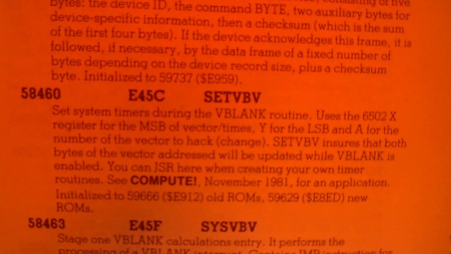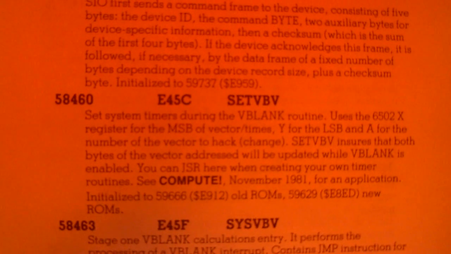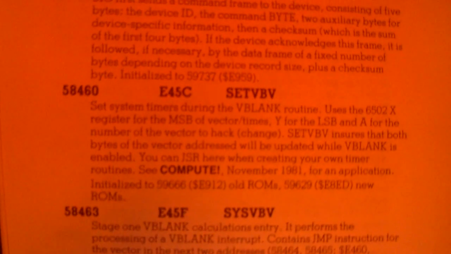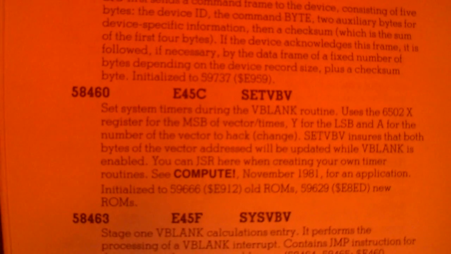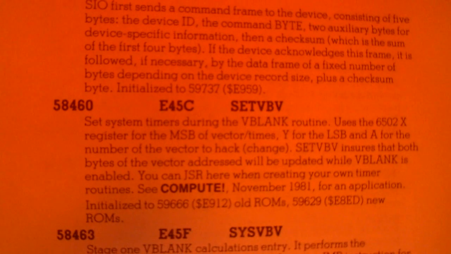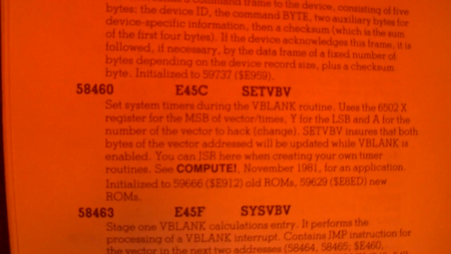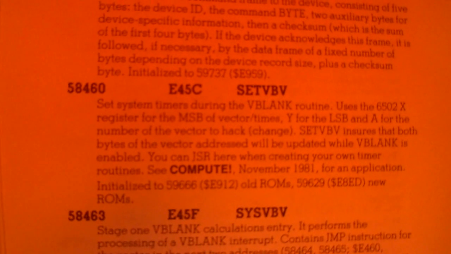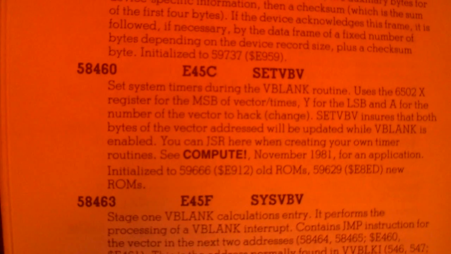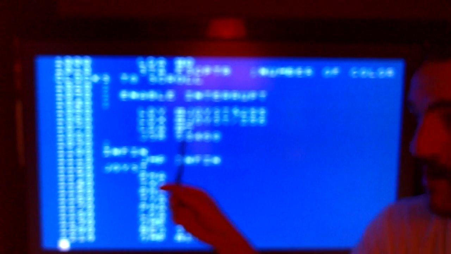It basically sets the system timers during the vertical blank routine. And you see there it says use the 6502 X register for the most significant byte of the vector, Y for the LSB, and A for the number of the vector to hack. I like that word, hack. It ensures that both bytes of the vector address will be updated while vertical blank is enabled. You can JSR here when creating your own timer routines. Our example would be our interrupts, basically. So basically, that's what is necessary, to keep track of the X and the Y so that we can set up the vertical blank.